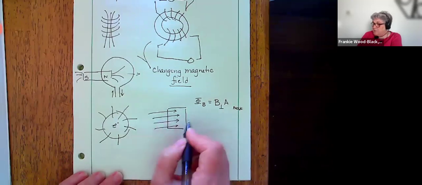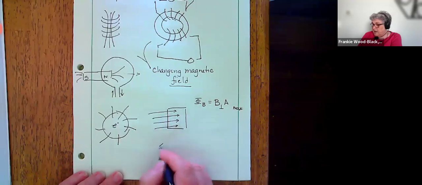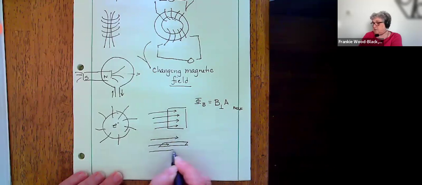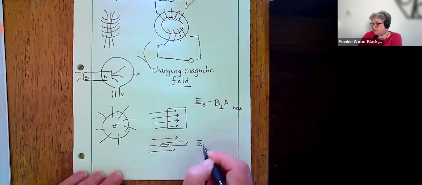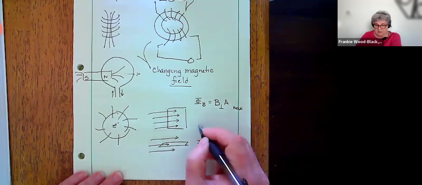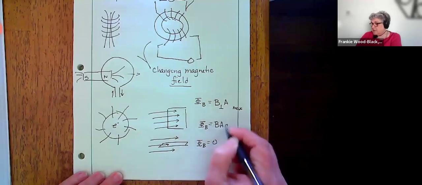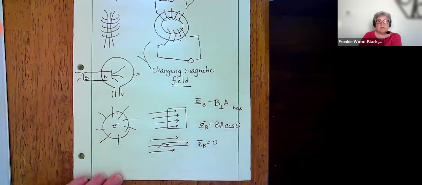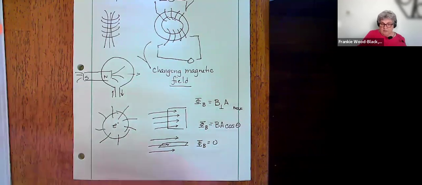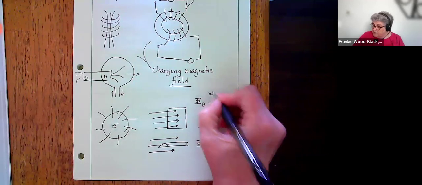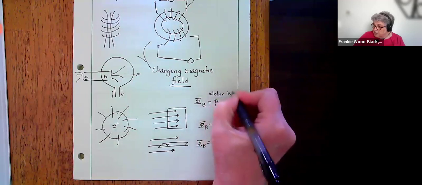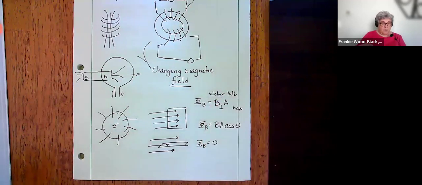Now, as I move my field, so now I have my plane here, and I go through my field, this is going to have a flux of 0. And anywhere in between, my magnetic flux is going to be based off of BA cosine of my angle, because that's how my flux is going to change. And these are in units of Webers, and it's a Wb, and that's what you get for Webers.